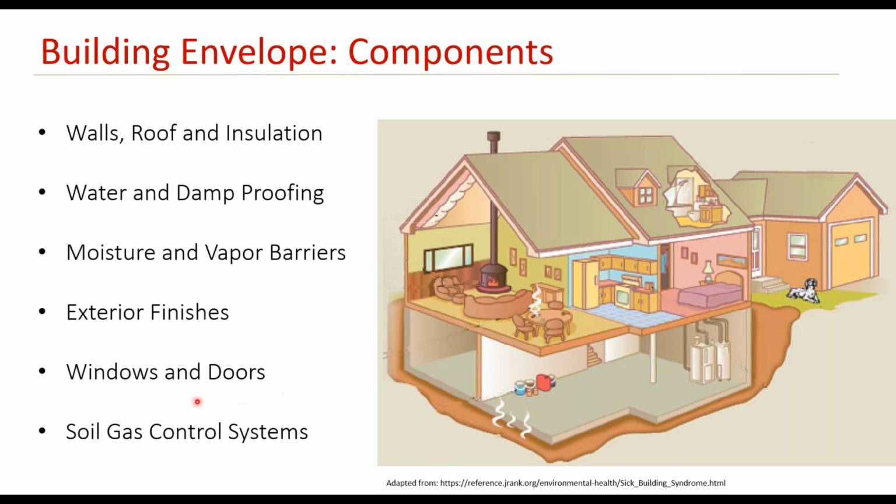We should also not ignore the windows and doors, which play a major part in energy preservation, and they can actually be a weak point that would initiate the failure of a building envelope. We should also mention the soil gas control system, which prevents harmful soil gases from entering the living space.